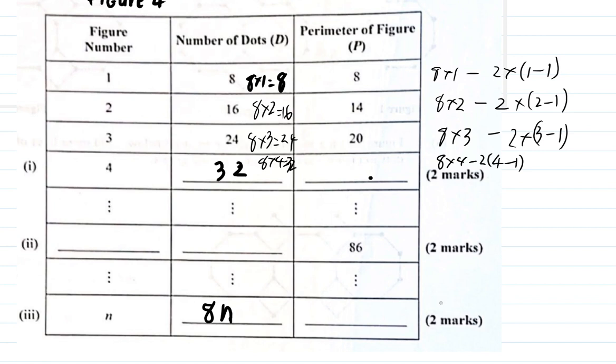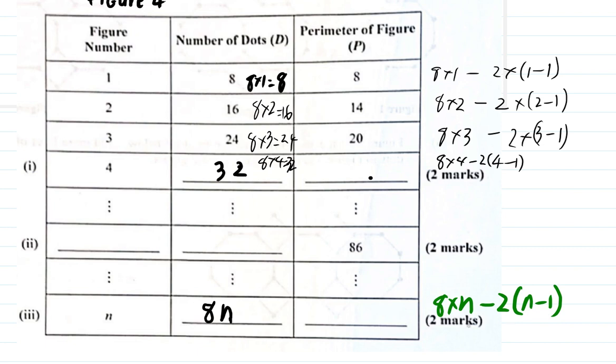Now, for figure 1, 8 times 1. Figure 2, 8 times 2. Figure 3, 8 times 3. Figure 4, 8 times 4. So figure n is 8 times n. Now you minus what? You minus 2 times something. Figure 1, 1 minus 1. Figure 2, 2 minus 1. Figure 3, 3 minus 1. Figure 4, 4 minus 1. Figure n, n minus 1.